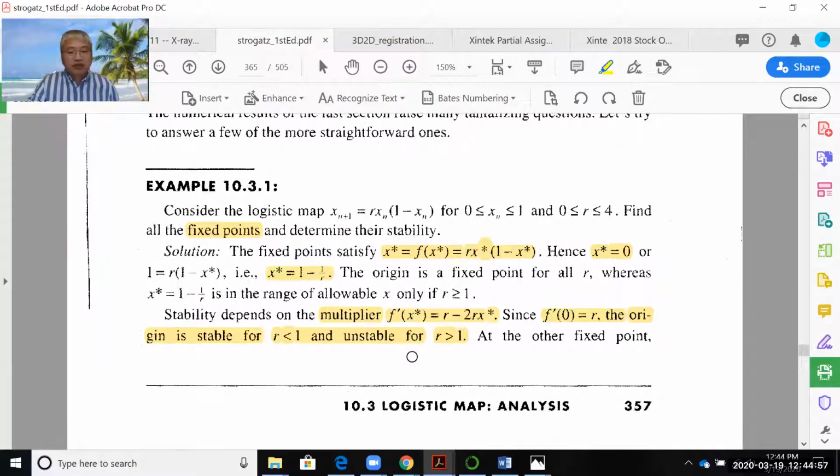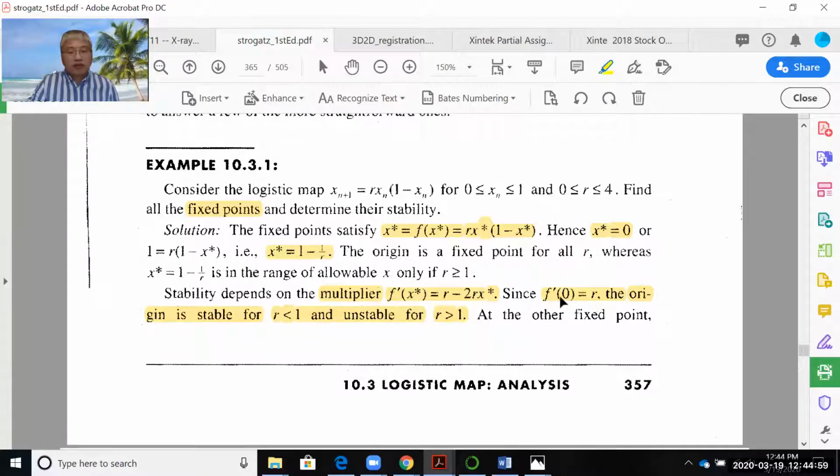So this is kind of trivial. For the first fixed point, x star equal to 0, you take the derivative of the map, which is r minus 2rx. Evaluating this at x equal to 0 gives you r. Therefore, the 0 fixed point is stable if r is less than 1, and it's unstable if r is greater than 1.